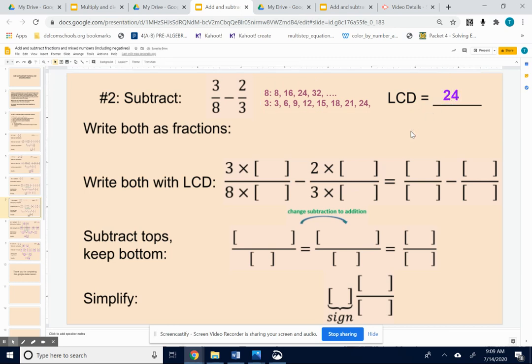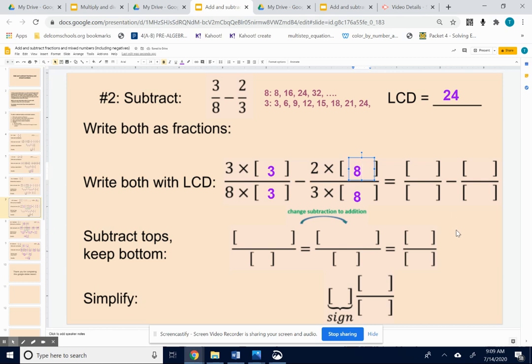And now we need to write both of our fractions with the least common denominator. We have the 3/8, we have the 2/3. Remember, pause the video so you can do this on your own first. To get from 8 to 24, you multiply by 3, so you need to multiply the top by 3. When you're working with 2/3, to get from 3 to 24, you have to multiply by 8, so you have to multiply the top by 8.